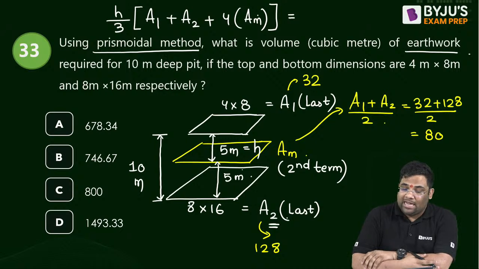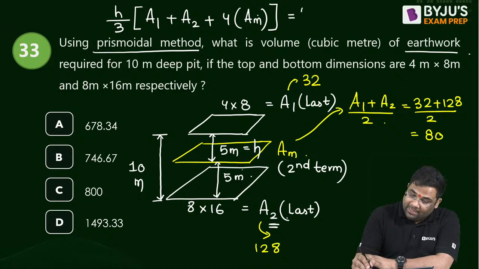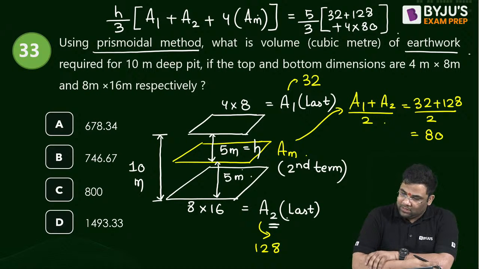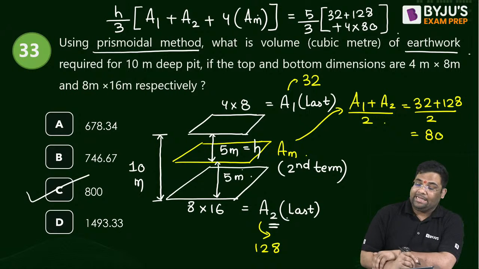Yeah, it is correct only. 4 times the even terms and then 2 times the odd terms. Written correctly initially. So this is 5 by 3 I can say. And then the formula A1 is 32 plus 128 plus 4 times 80. How much am I getting this answer? Tell me. 160, 480 divided by 3, 160 into 5, 800. Yes, we are getting 800.